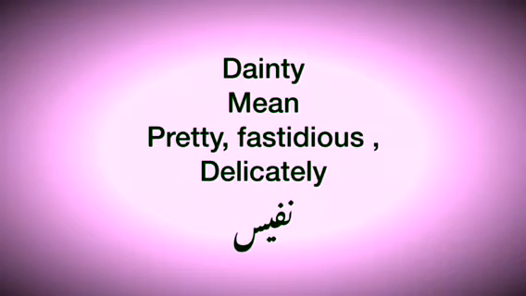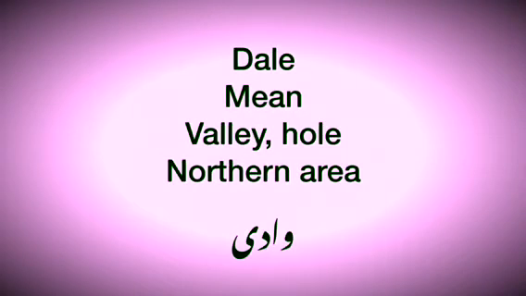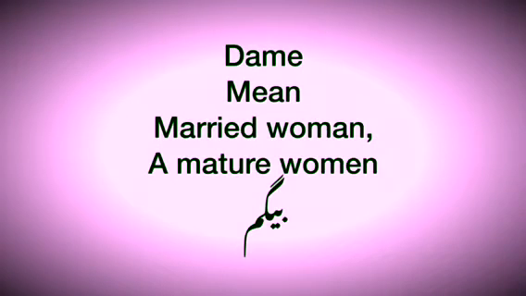First word is dainty. Dainty means pretty, fastidious, delicately, nafis. Dale means valley, whole northern areas, wadi, our favorite areas with greenery, green fields. Dame means married woman, a mature woman, Begum, a woman whose age is more than 30 years.